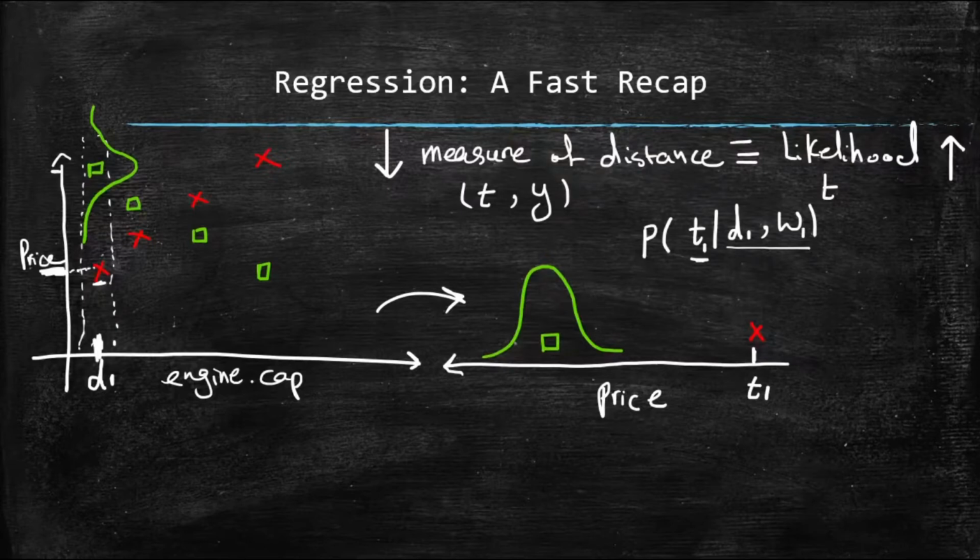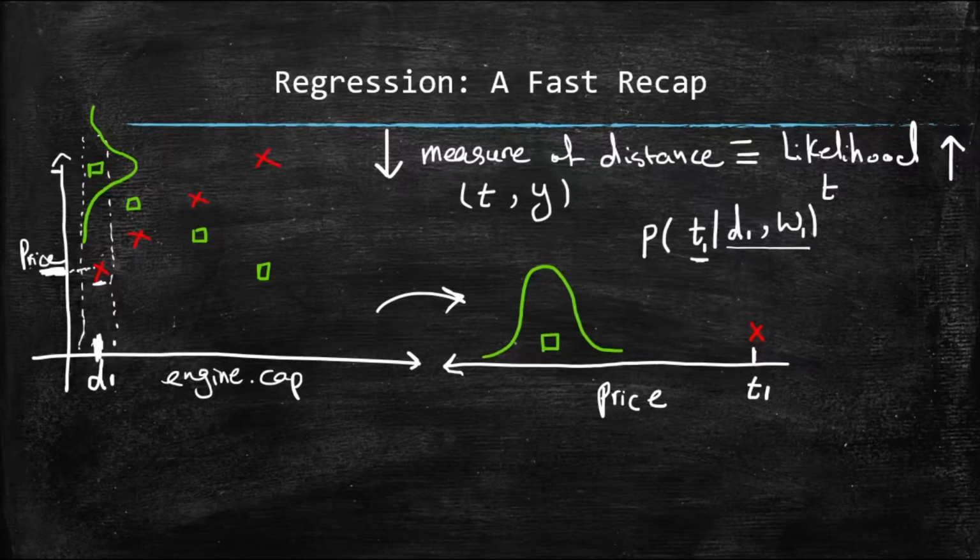So I have to assume a distribution on this probability to be able to come up with an actual number. The way it works is that I said we're going to use a measure of distance. The way I'm going to measure the likelihood of T1 having been generated by this green Gaussian is that I'm going to put T1, this particular value, in the formula of my Gaussian.